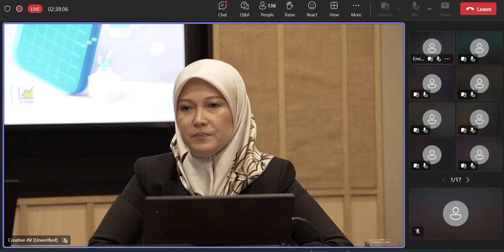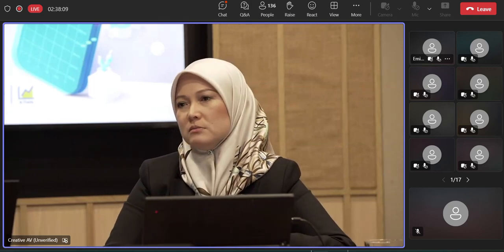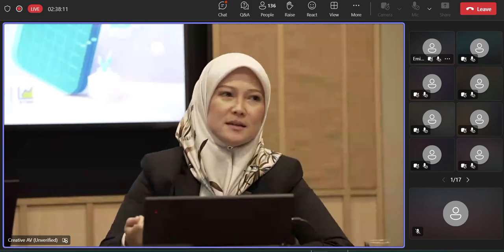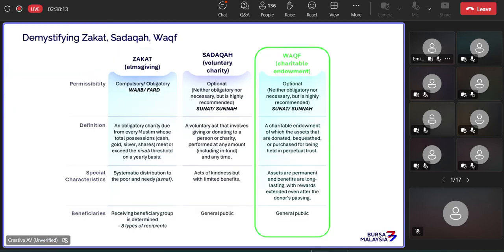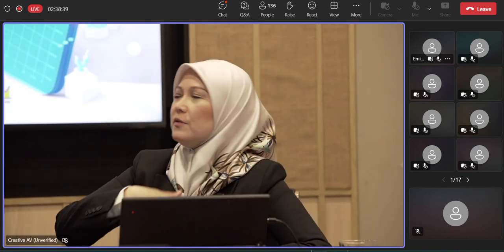For example, you give sedekah because people need it, they have no money to buy food. So you give sedekah. Or they need sedekah to build a mosque, for example. So I just donate my money for the masjid. It is very much for that moment in time. It's not for the purpose of longer use.